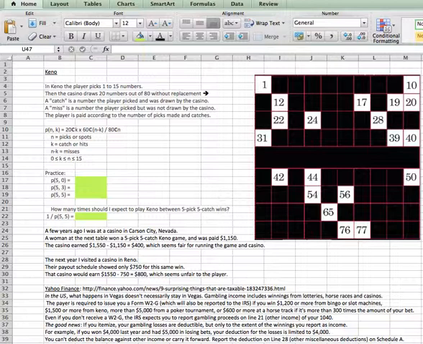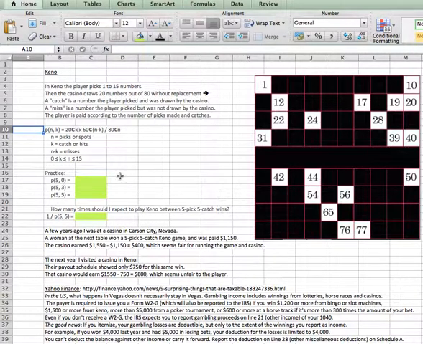A catch is a number the player picked and that was also drawn by the casino. A miss is a number the player picked but was not drawn by the casino. The player is paid according to the number of picks made and catches. So here's the formula for calculating the probability in Keno. The probability of N picks and K hits equals 20 choose K times 60 choose N minus K, divided by 80 choose N.